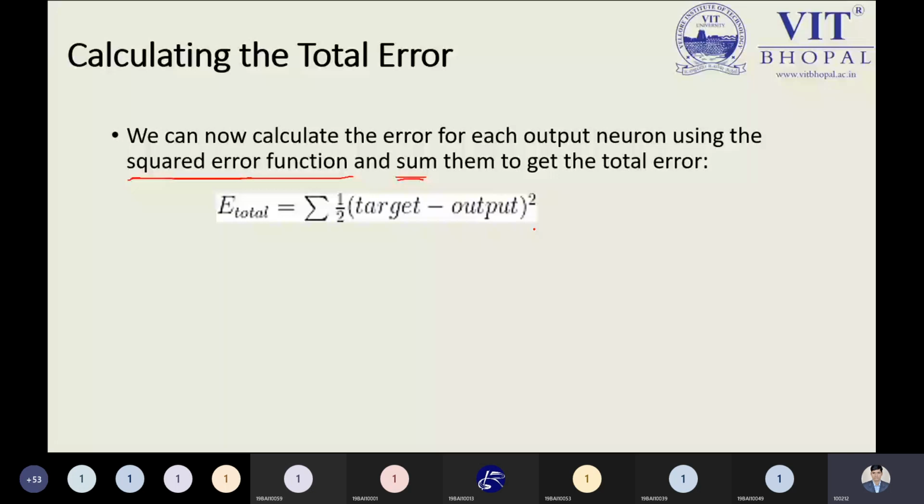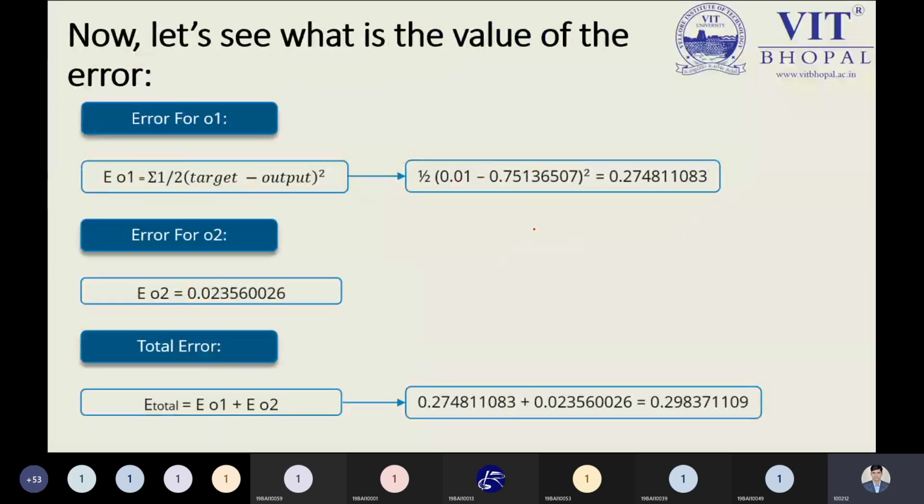Now let us see what value of the error we are getting. First, we need to calculate the error at the nodes O1 and O2. So first we are calculating O1. EO1 is our variable which keeps the information; we can say it is just a variable. So it is the summation of 1/2 times (target minus output) squared. See, 1/2, and what is the target value? Target means our expected value, but the actual output we are getting is 0.75.